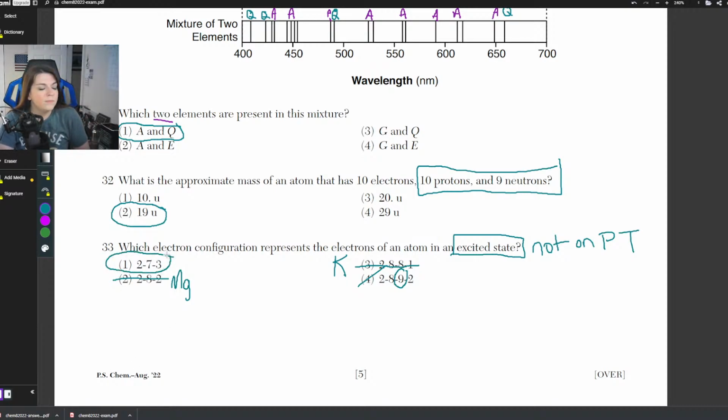So this is going to be 1. Now, if we add up these numbers, that's 10, 12. This is an excited state of magnesium, in fact, because the 2, the 7, and the 3, add them up, you get 12. That is going to be the magnesium in an excited state.